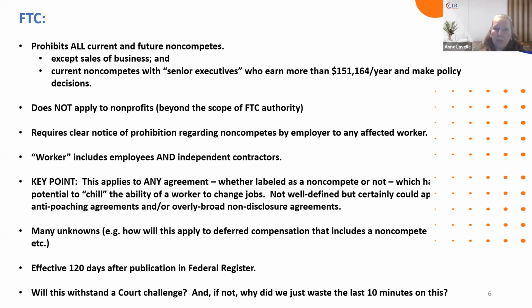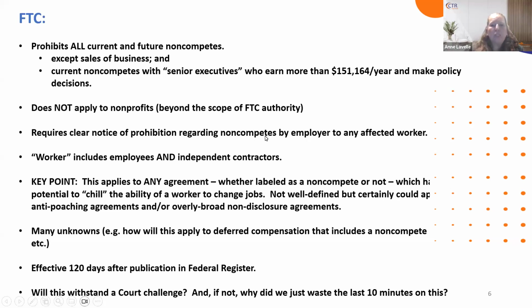This rule does not apply to nonprofits because nonprofits in general are beyond the scope of the FTC's authority. So it's not as common to have a non-compete in a nonprofit. How many churches or synagogues or whatever do you know that have a non-compete with their pastor or rabbi or whoever saying, hey, you can't go to another church? That's really not that common, but you could have it in some other nonprofits for their higher level employees.